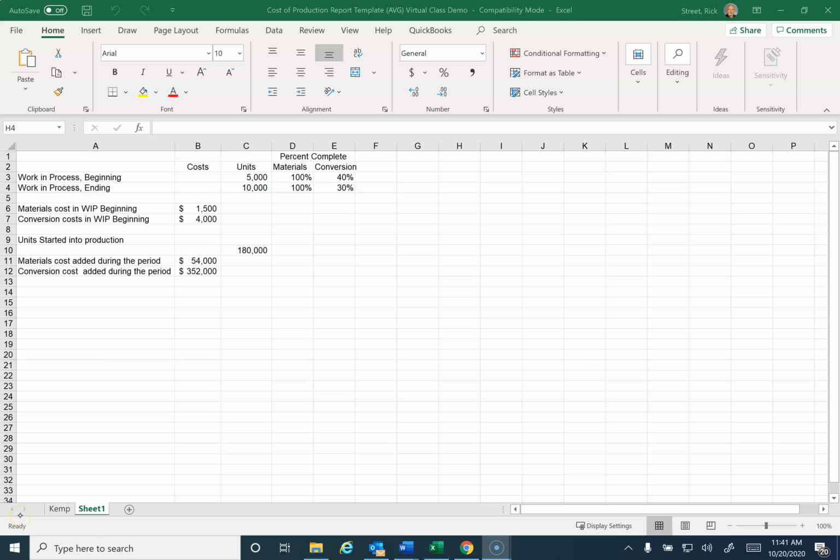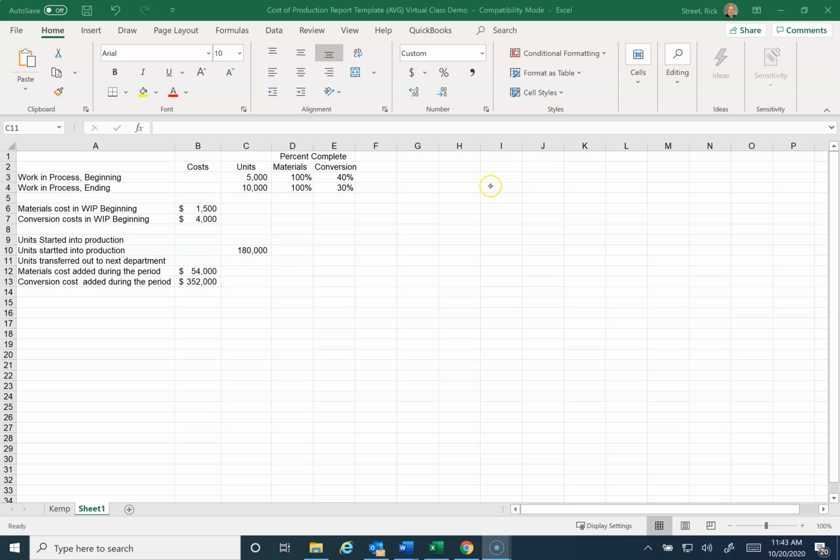Okay, we are looking at process costing, average cost method. This is a typical format. Work in process beginning is 5,000 units. We're going to first account for those units and the units in the ending inventory. Also during the period, 180,000 units were started. We also will account for units transferred out to the next department, and I'm going to show you how to determine those units.